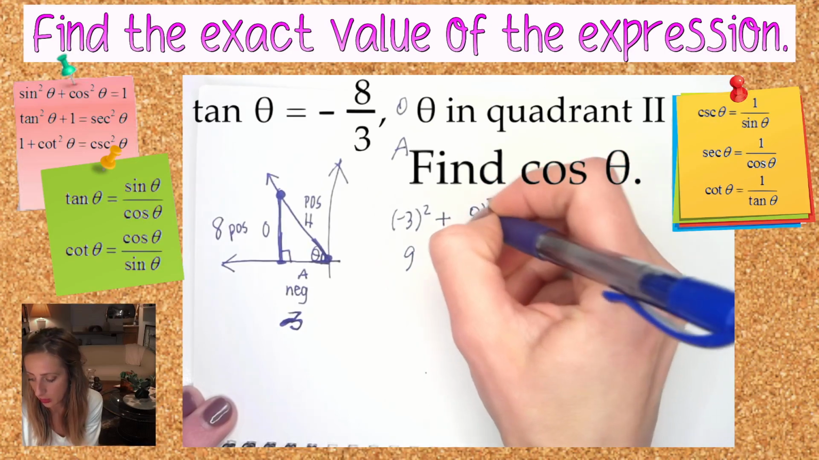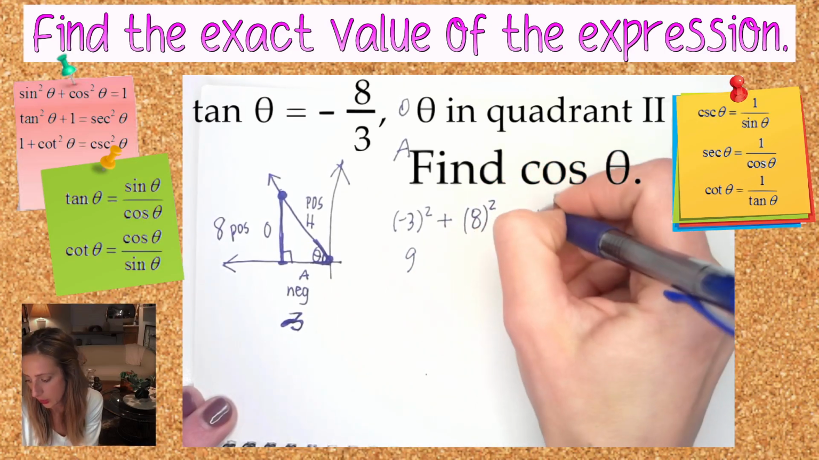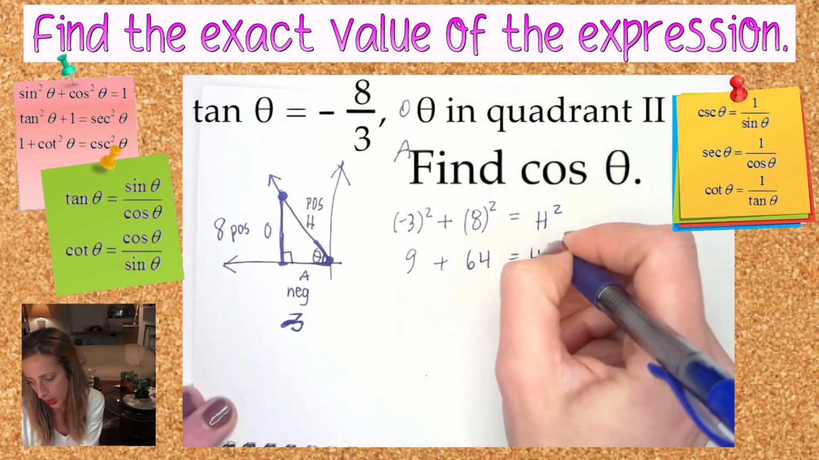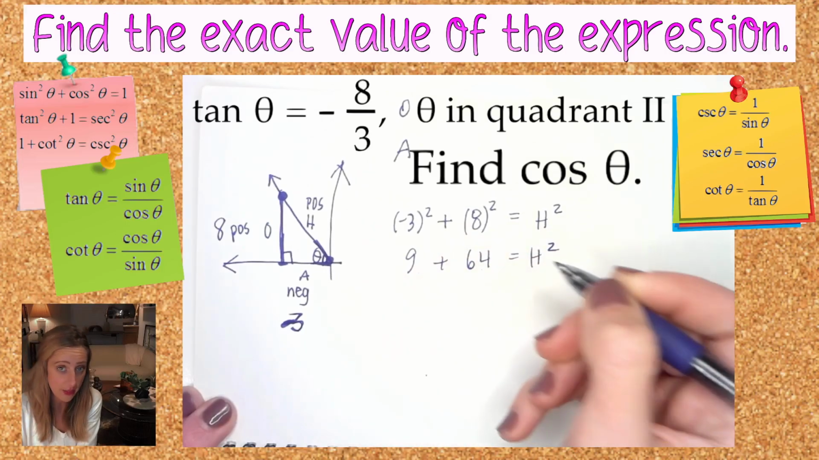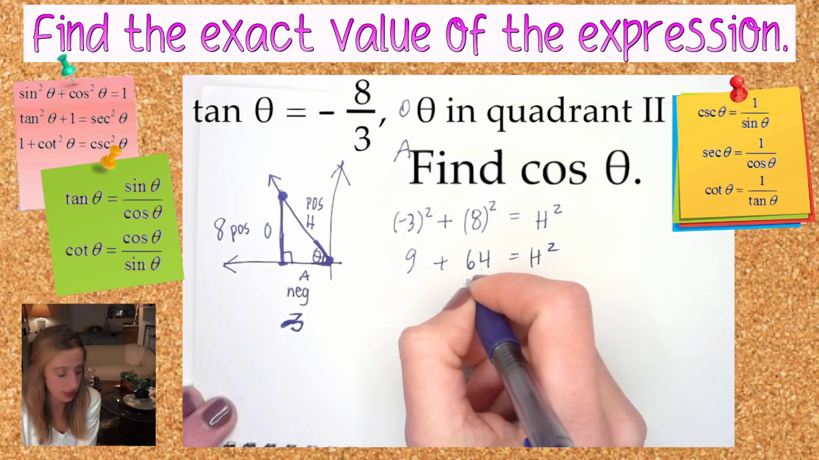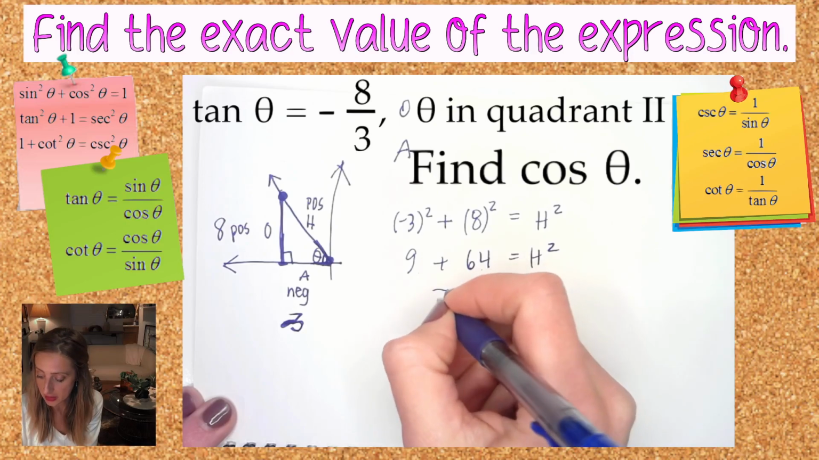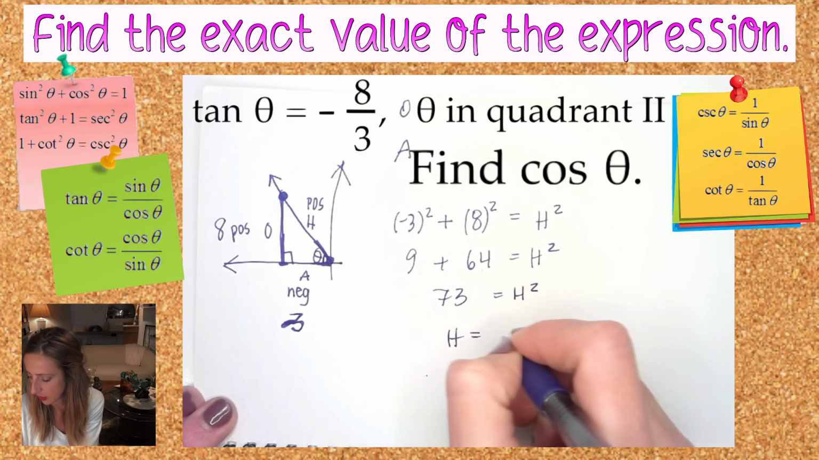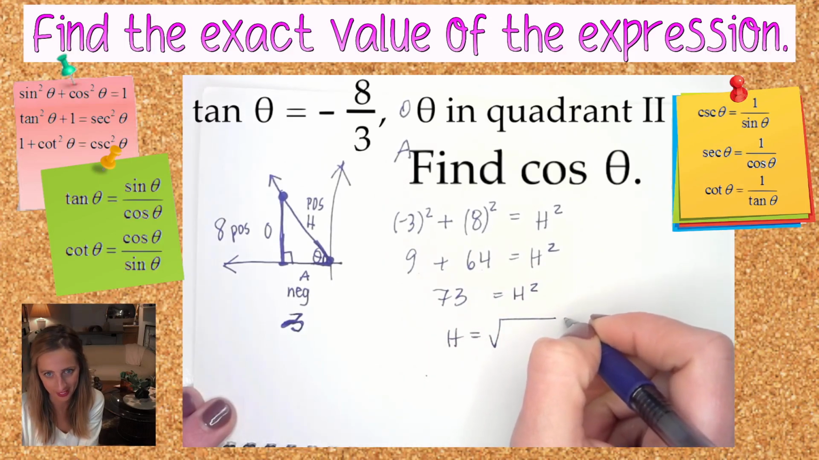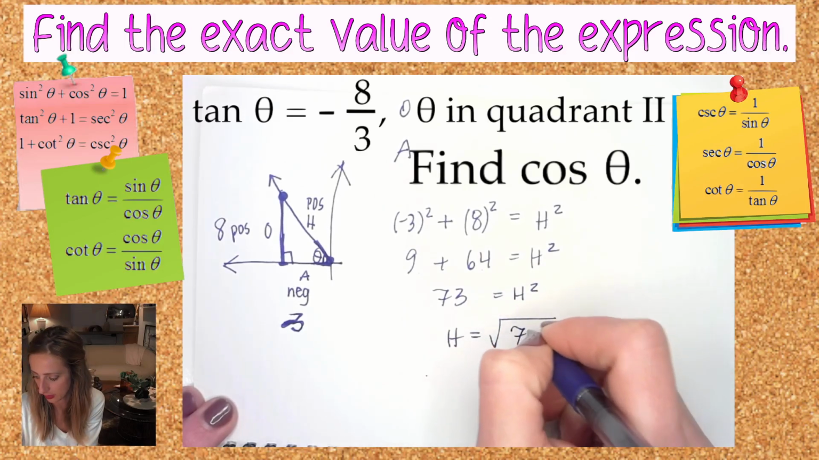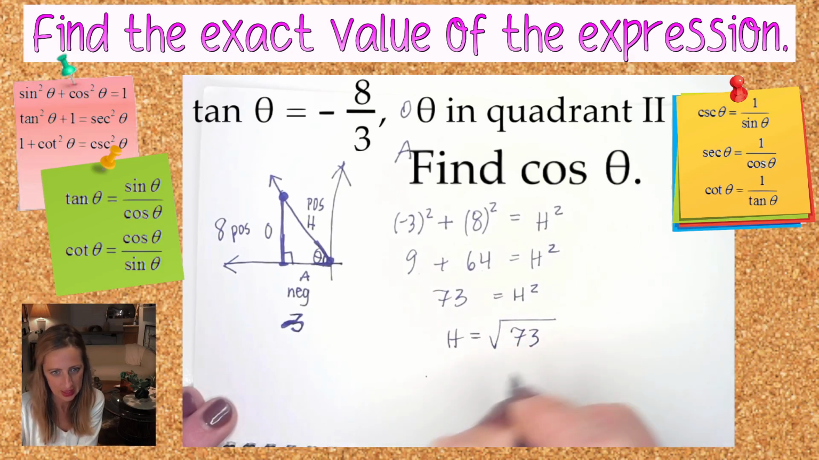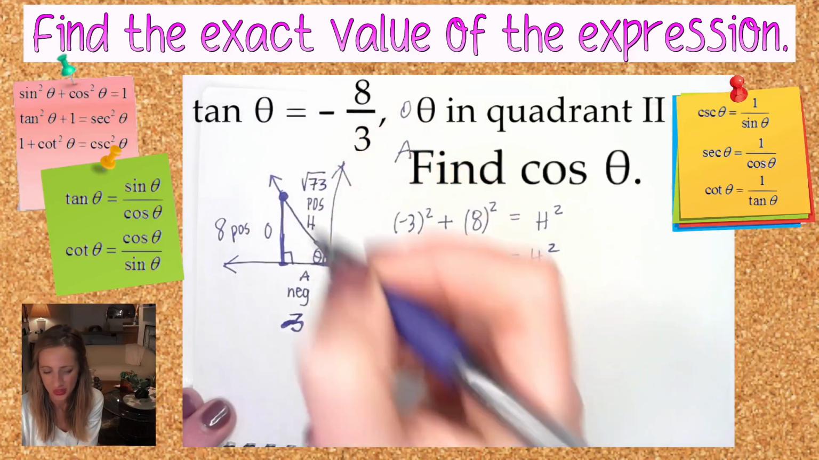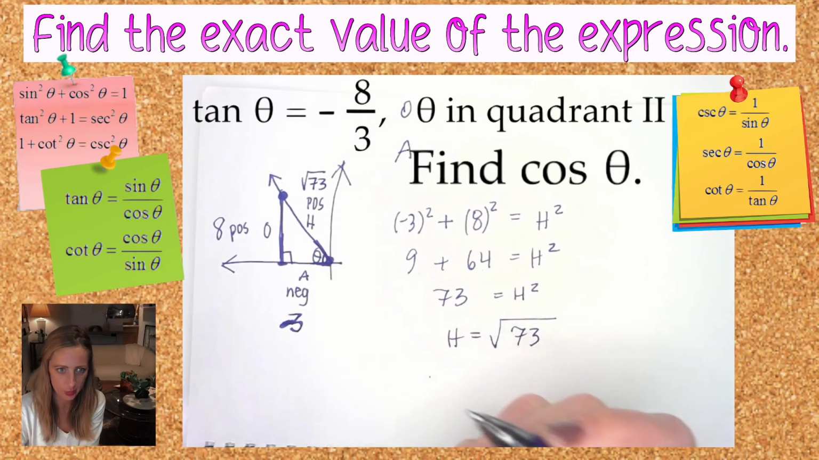8 squared, if you wanted parentheses, you could think of it like that, equals hypotenuse squared. 9 plus 64 equals hypotenuse squared. 64 plus 9 is 73. That is hypotenuse squared. That means if I take the square root of both sides, we get radical 73. So the hypotenuse is radical 73 right here. Nothing I can really do to simplify or clean that up much at all.